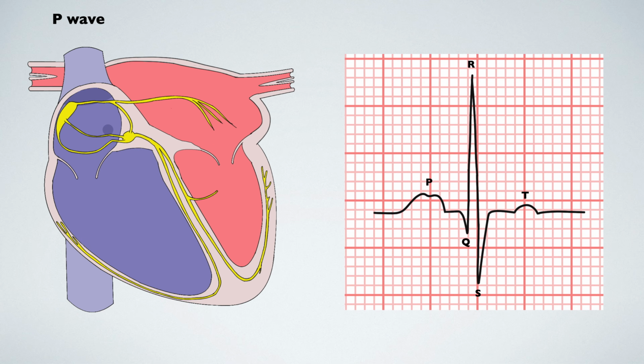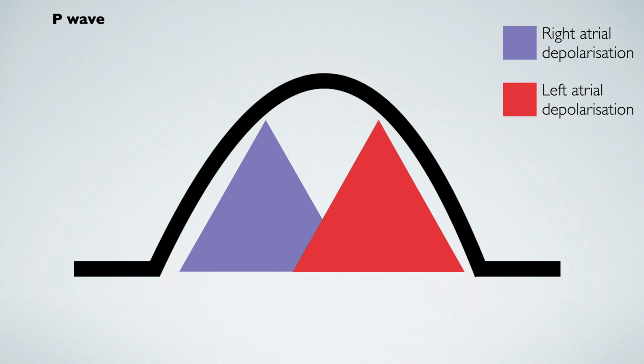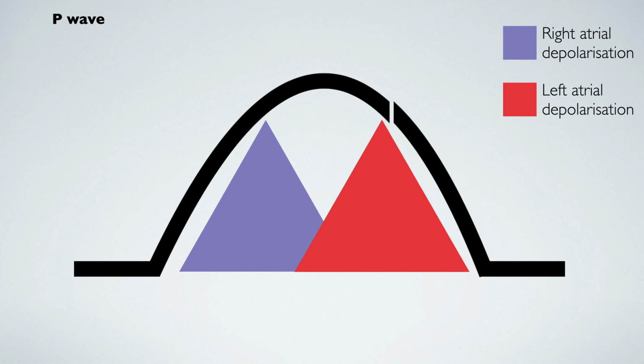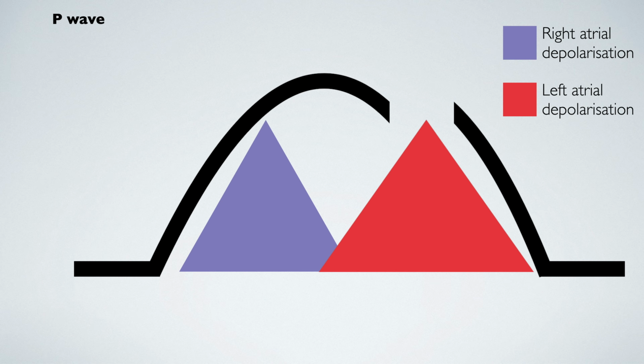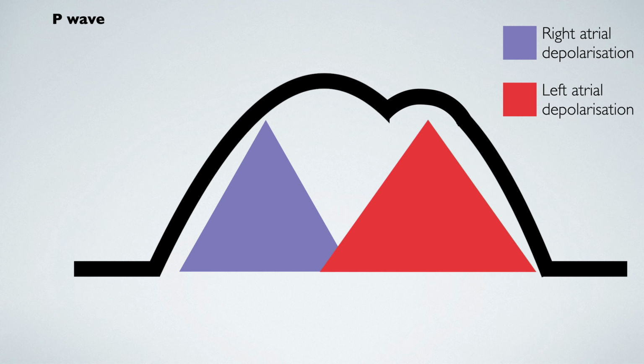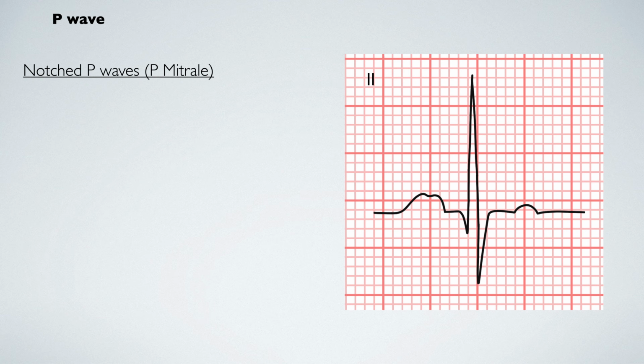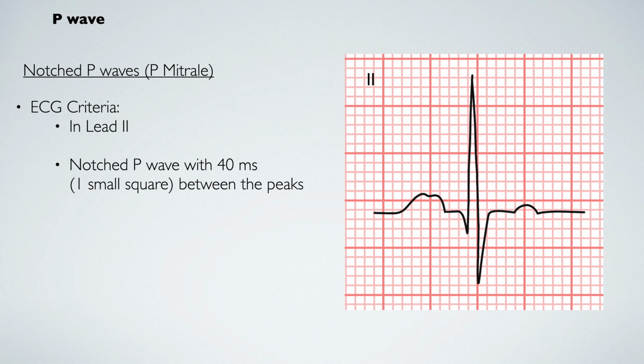Let's go back to our P wave diagram. Note that because the left atrium takes longer to depolarize, its peak amplitude is delayed, and this creates the second peak in the P wave. Notched P waves are sometimes referred to as P mitrale, and to diagnose this, the P wave should be assessed in lead 2. The P wave should have 2 peaks, and there should be at least one small square in distance between the 2 peaks.